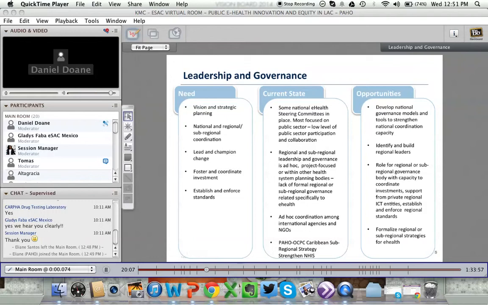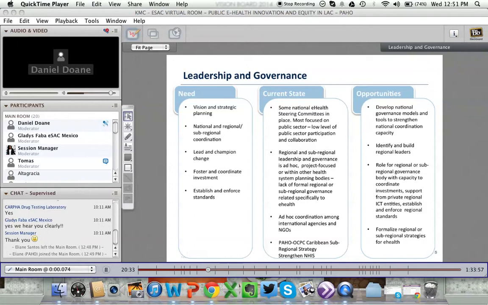There are eHealth related decisions that are enfolded into some of the other governance bodies, but those tend to get short shrift because of the other topics and demands that might be at the table. Certainly, I think one of the challenges is that we have coordination, but perhaps ad hoc coordination with some of the international agencies and NGOs that are interested in supporting the development of eHealth in the region, and I think that area can certainly be improved.